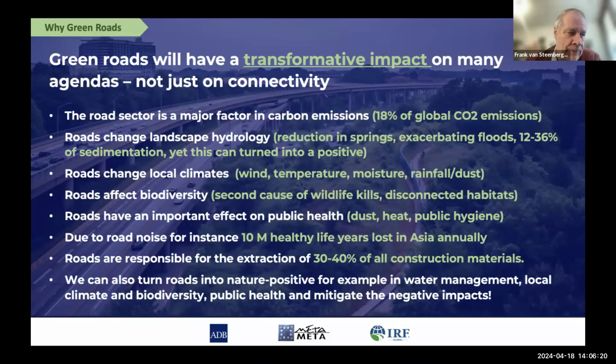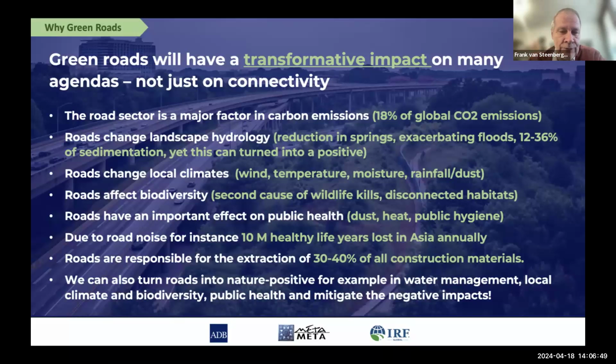And, either from the high mountains or the coastal areas and everything in between, the roads change the hydrology of the landscape. And that has many different manifestations. But we need to take that into account and try to make it into a positive. Roads change local climates, they affect the wind, the temperature, the moisture. And again, we should try to turn it into a positive.